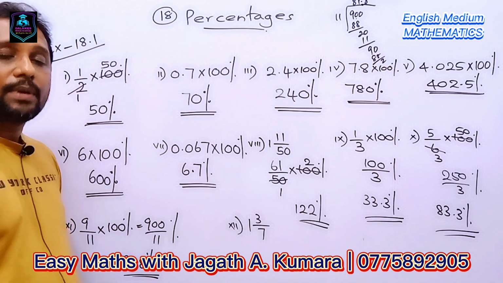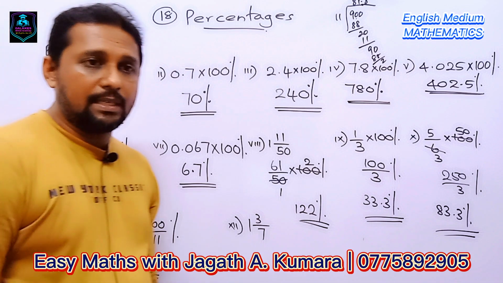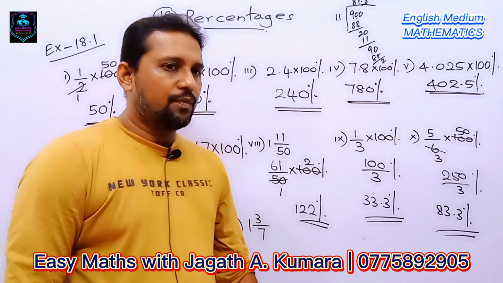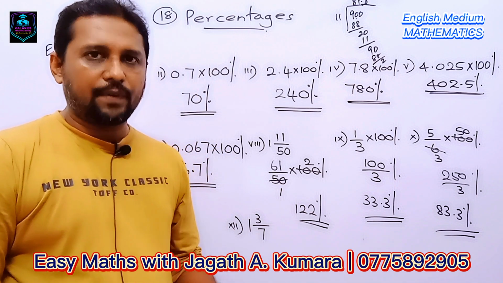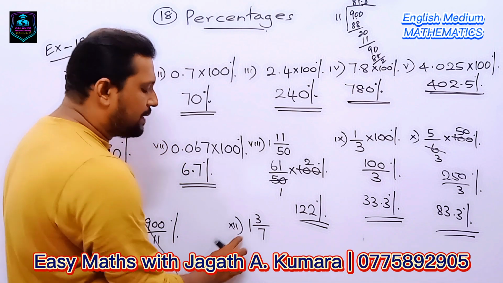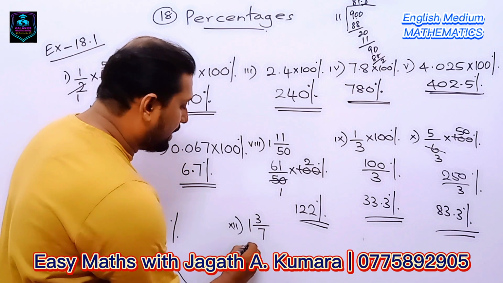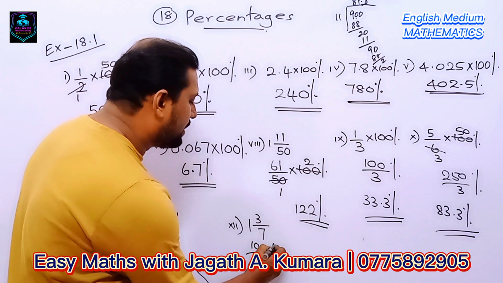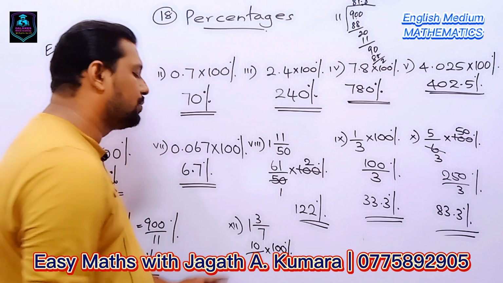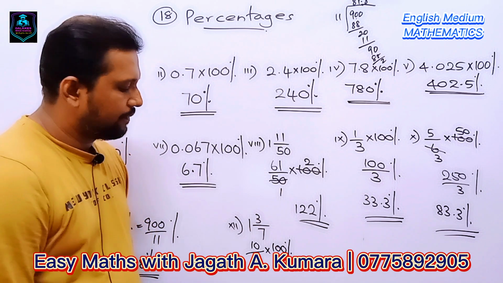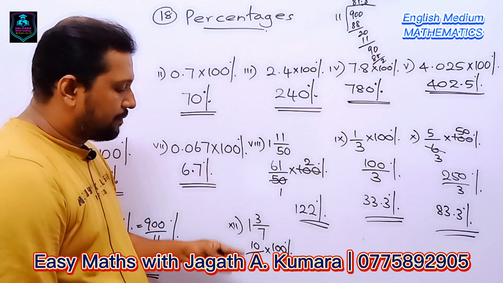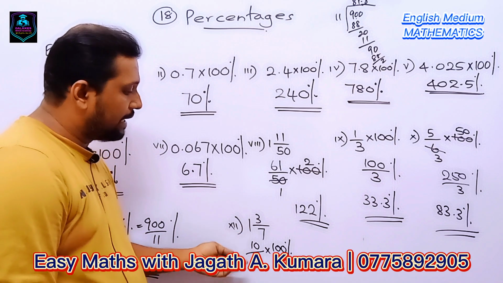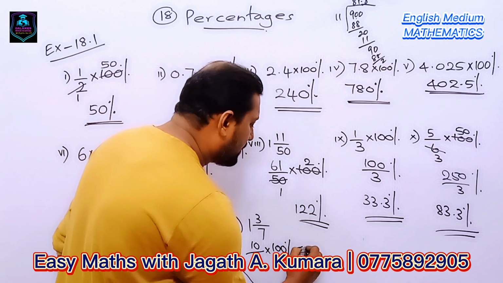Then the last one, look at 1 3 over 7. It is another mixed number. So first you have to convert into improper fraction. 7 times 1, 7. 7 plus 3, 10. Then this one you have to convert into percentage. So you have to multiply by 100%. We can't simplify numerator and denominators. So 10 and 100 you can multiply.